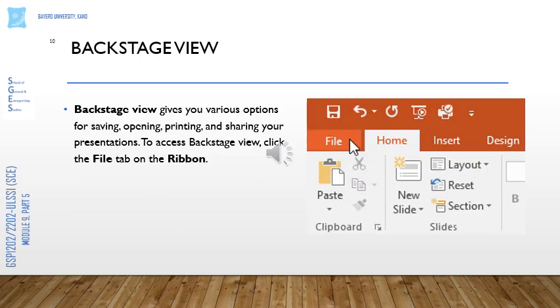Having played with your slides and made slides, the backstage view helps you in saving, reopening, printing and sharing your presentation. To do this, you just have to click on the file on the ribbon, and it brings up a variety of options. These options can help you in saving the file, opening the file another time, or opening the file for the first time, and printing your slides. You can also share your presentation and email it to whoever you want. These and lots more options are on the backstage view.